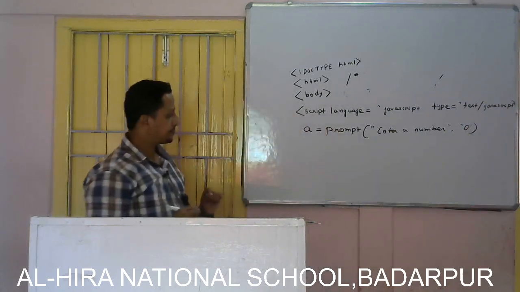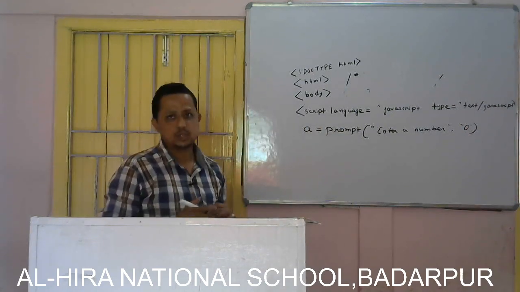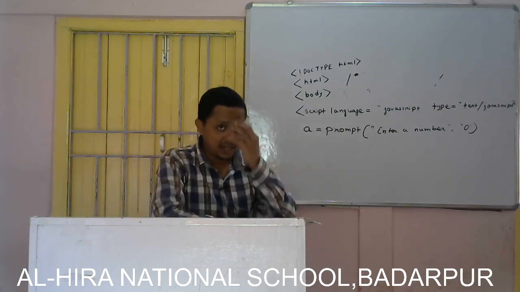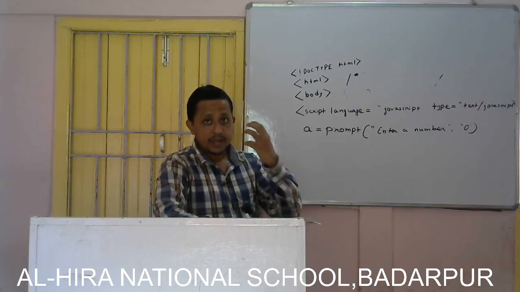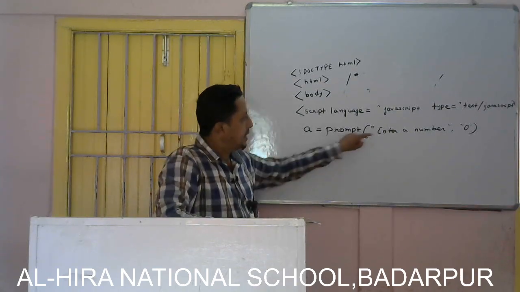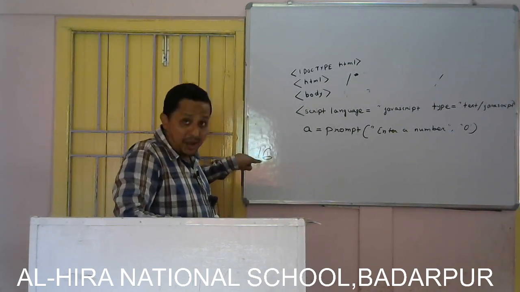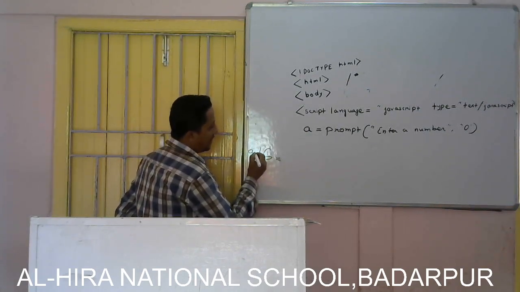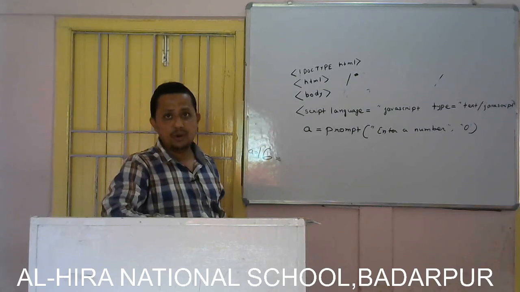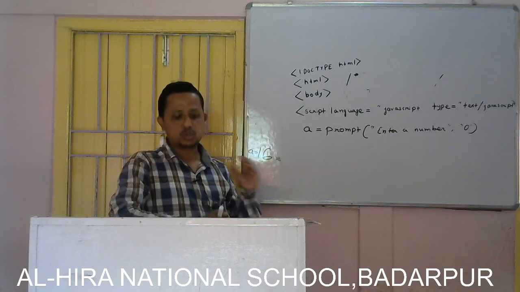So what will happen? A dialog box, a message will come in your computer browser, that says enter a number. Suppose you give a number, say 16. Now what will happen? The value 16 will be assigned to A. So the value of A will be 16. So prompt dialog box is used to enter input from the user.